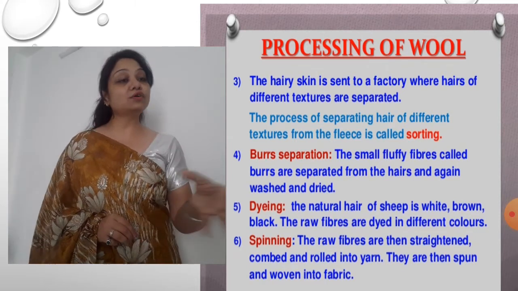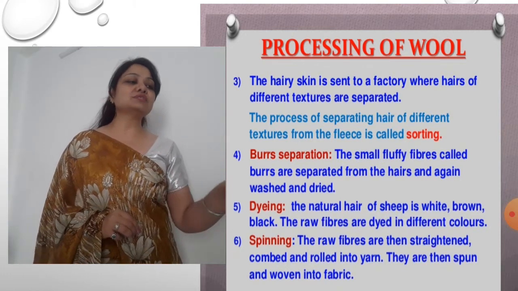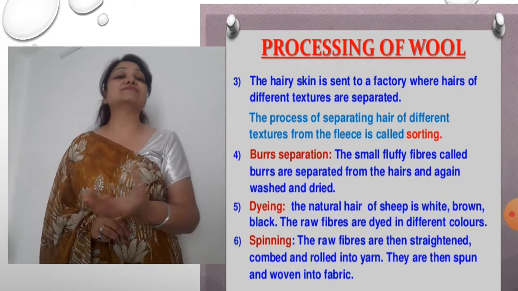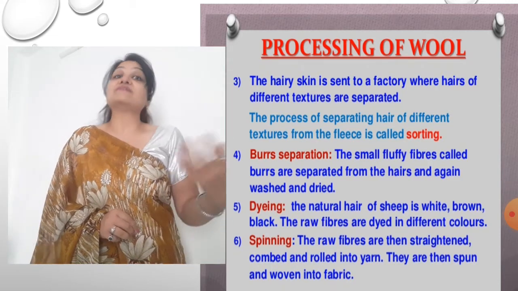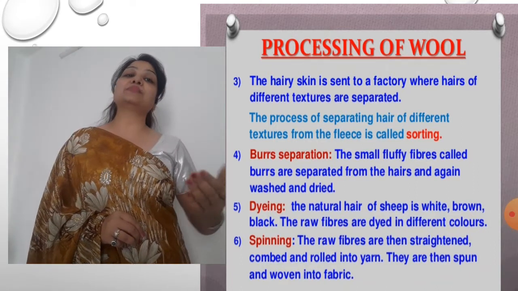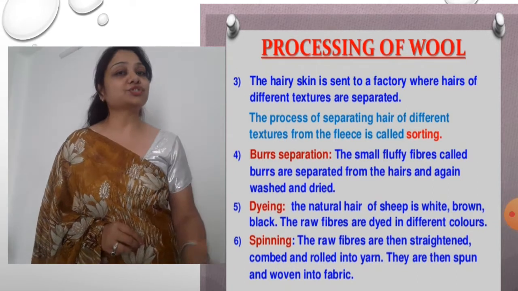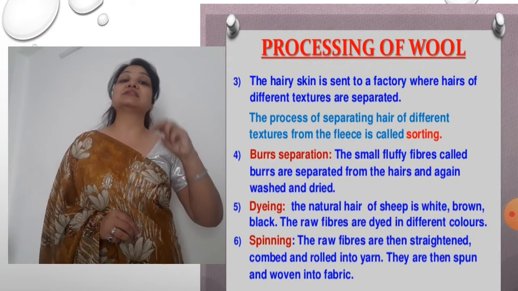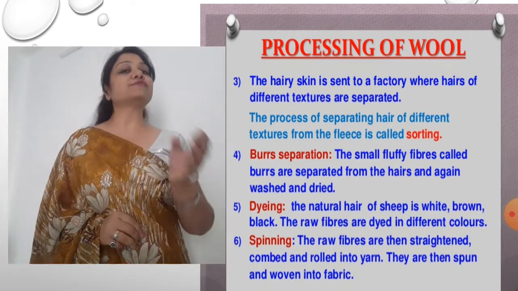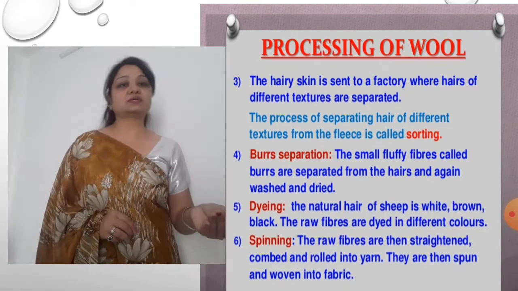Now after mixing all the hair of the sheep, or after mixing all the hair of the students, you need to see that some hair is thick, the texture of hair, right? Some have thick hair, some have thin hair, some have silky hair, some have rough hair, right? So now the next step is to categorize them according to the different textures. They are separated. That is the third step, sorting. The process of separating hair of different textures from the fleece is called sorting, right?